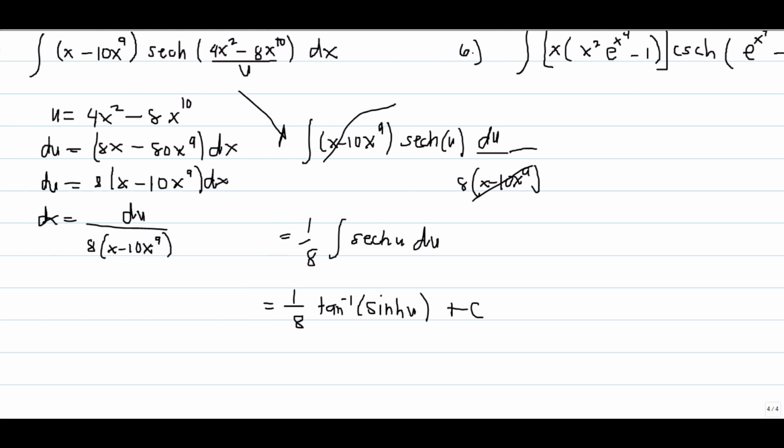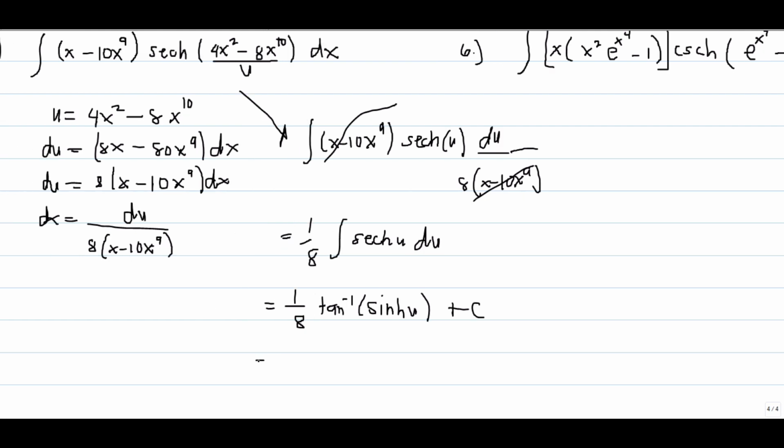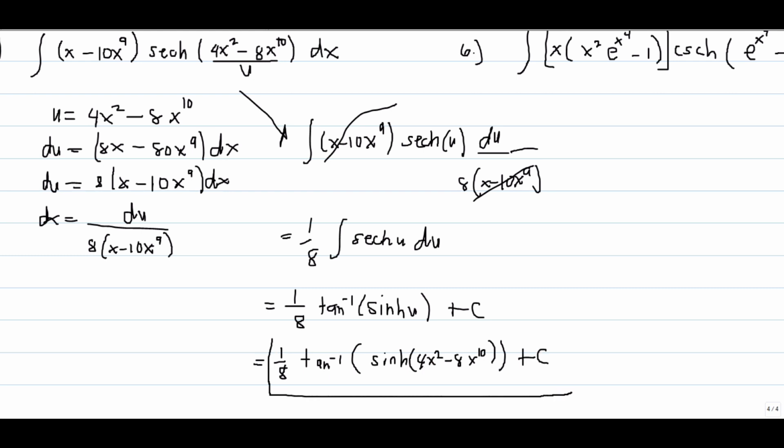Substitute the equivalent value of u. So this would be equal to 1 over 8 tan inverse of the quantity sinh, where u is equivalent to 4x squared minus 8x to the power 10. So plus c. So that is the final answer.